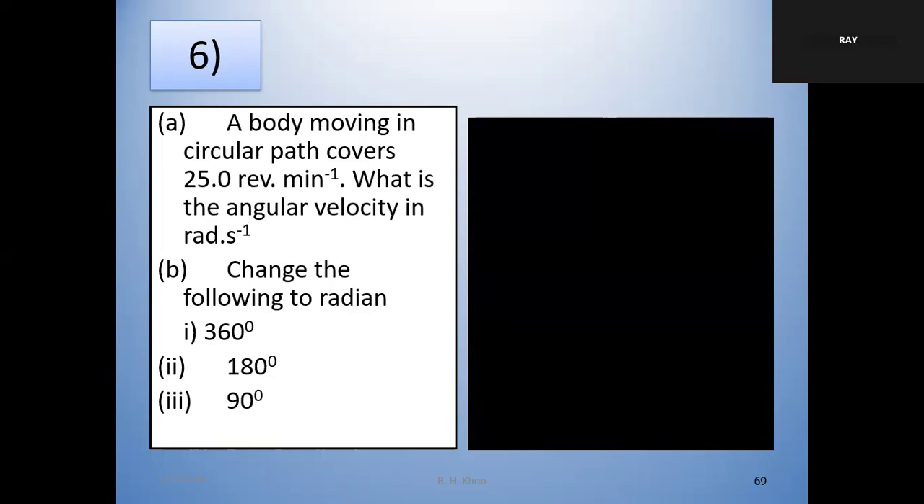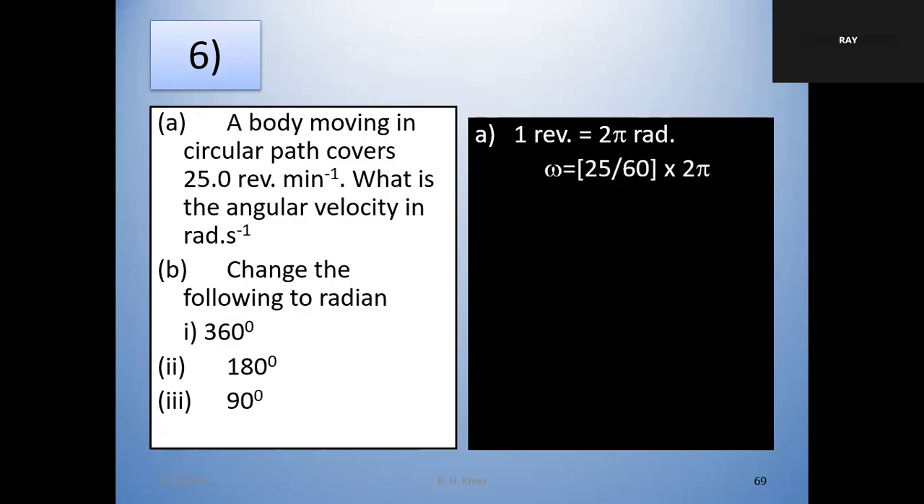So angular frequency, angular velocity, must I change this minute to hour? Per minute to second, not hour. You want radian per second. One revolution is 2 pi. One minute is 60 seconds. One revolution is 2 pi radian.